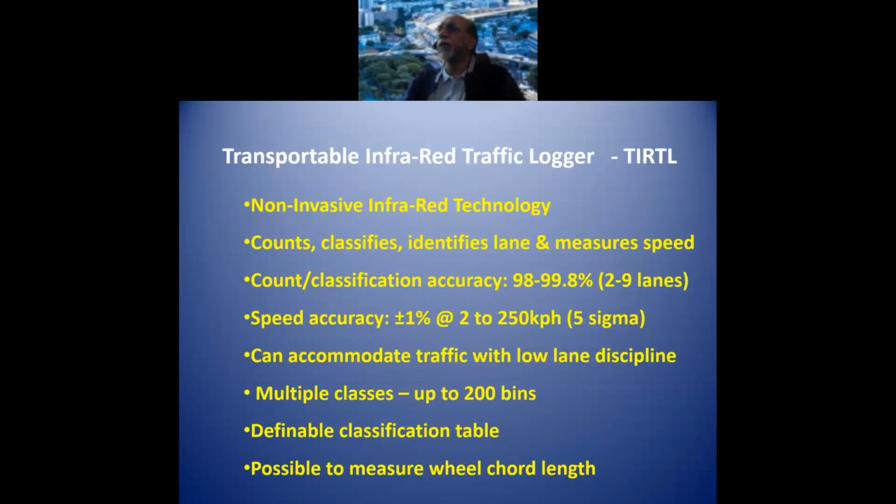This is non-invasive infrared technology. It counts, classifies, identifies a lane and measures the speed. The speed accuracy is plus or minus 1%, that's 5 sigma. Accurate up to 2 to 9 lanes, it can give you an accuracy of 98 to 99%. The interesting thing is it can accommodate traffic with low lane discipline, multiple classes of 200 bins, it has a definable classification table, and it is possible to measure the wheel chord length. We'll get into this in detail.